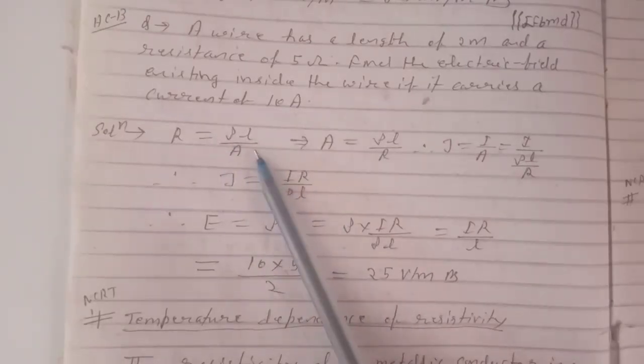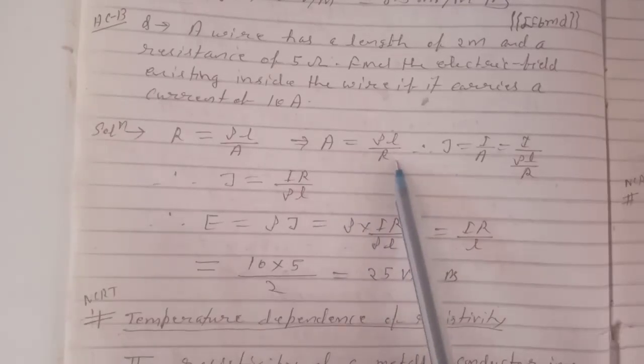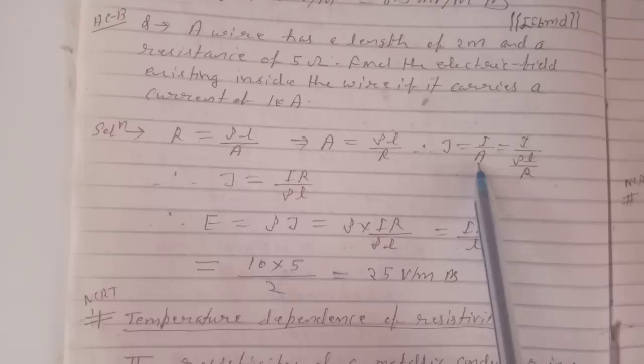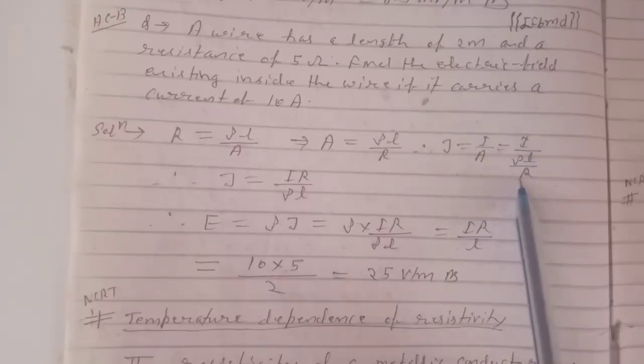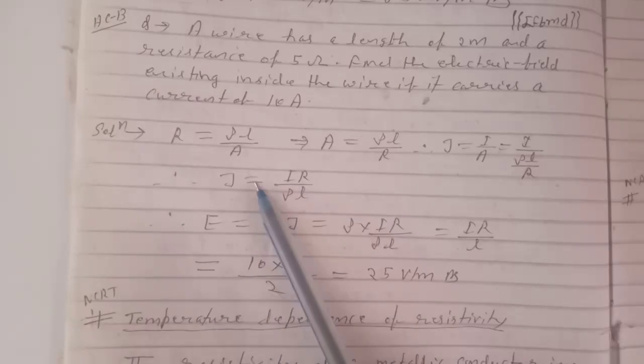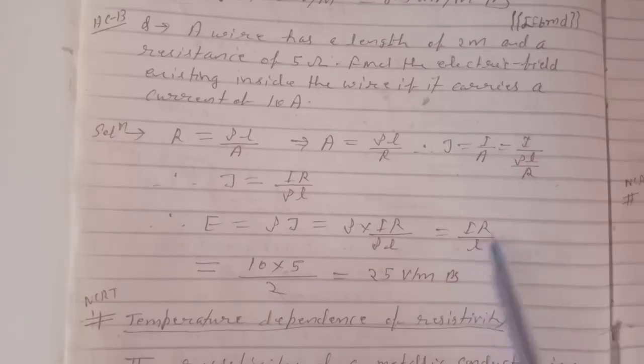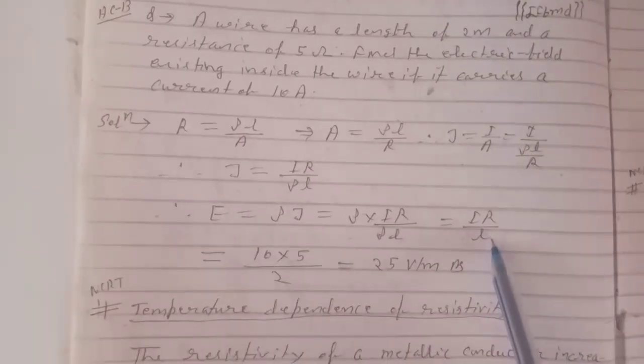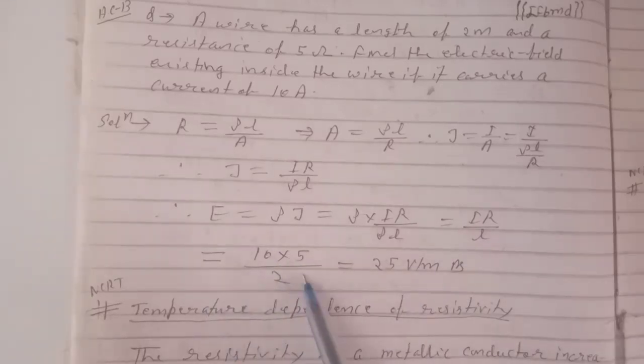We have R equal to rho into L by A, so A equal to rho into L by R. Now J equal to I by A, so J equals I R by rho into L. Now E equal to rho into J, so rho into I R by rho into L, rho cancels, so E equal to I into R by L, or equals 10 into 5 by 2, 25 volt per meter. Answer.